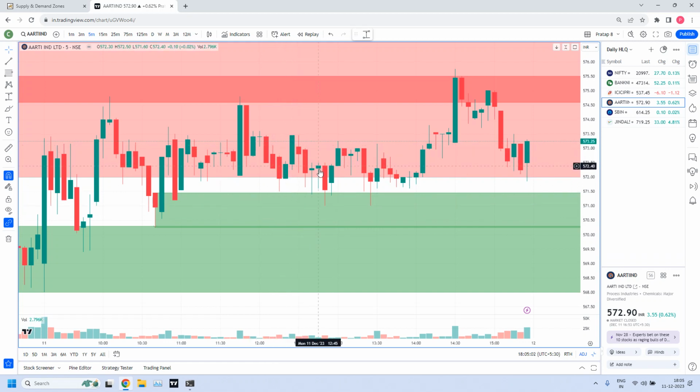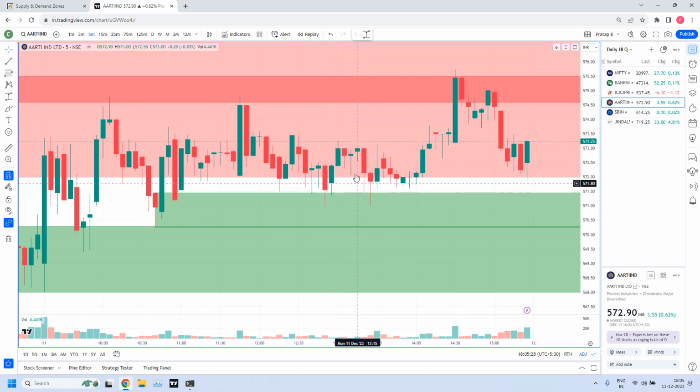Institutions created this demand zone as a new demand zone. Now again prices came. Now again there is a rejection from this zone. Now you have to be alert immediately. Now prices again reached here. Now immediately you have to book your profit in this scenario. So probably by 12:50 you would have booked your profit. If you missed, probably the next candle you have to book.